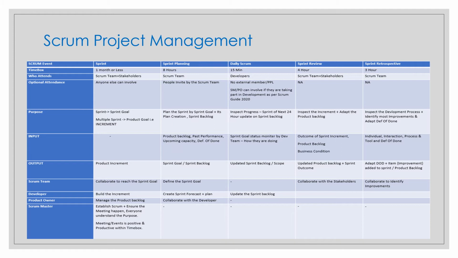This is also an important interview or certification question: the input and output for each event. For sprint planning, the input will be the product backlog, where you are choosing the PBIs, your past performance, upcoming capacity, your forecast, and your definition of done. And the output will be the sprint goal, which is monitored by the entire development team.